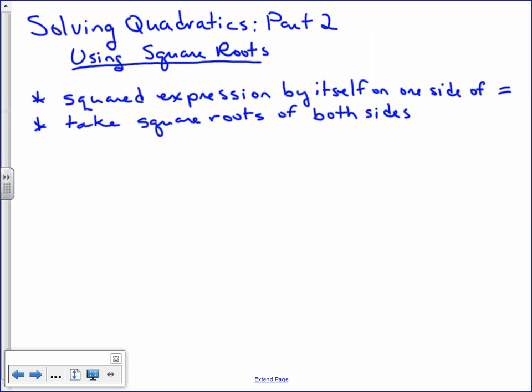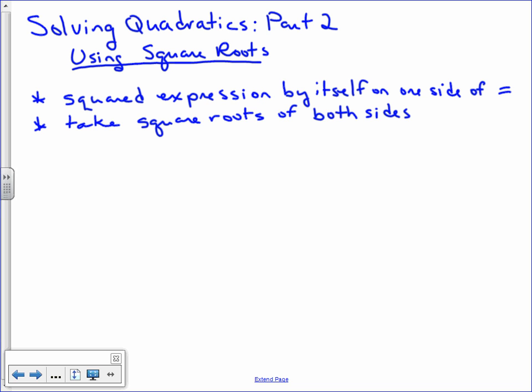In this lesson, we're going to look at solving quadratics again. And remember, the meaning of that is to find the value or values of x that make the equation true. This second method is called using square roots, and it's really useful when you have a squared expression by itself on one side of the equal sign. And the step involved is to take the square root of both sides and to possibly simplify.